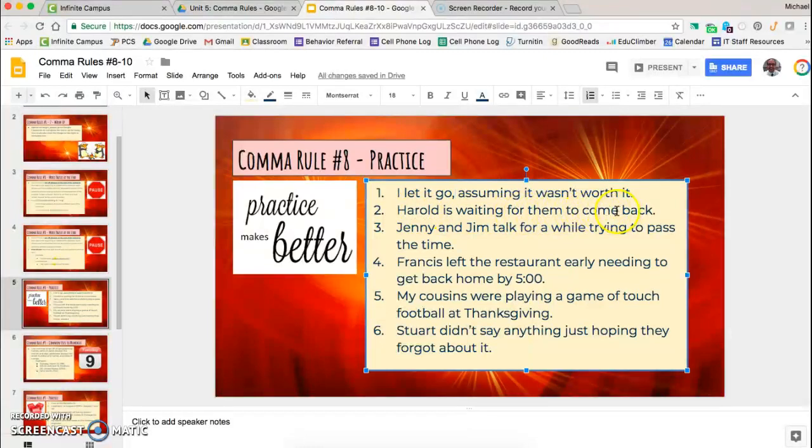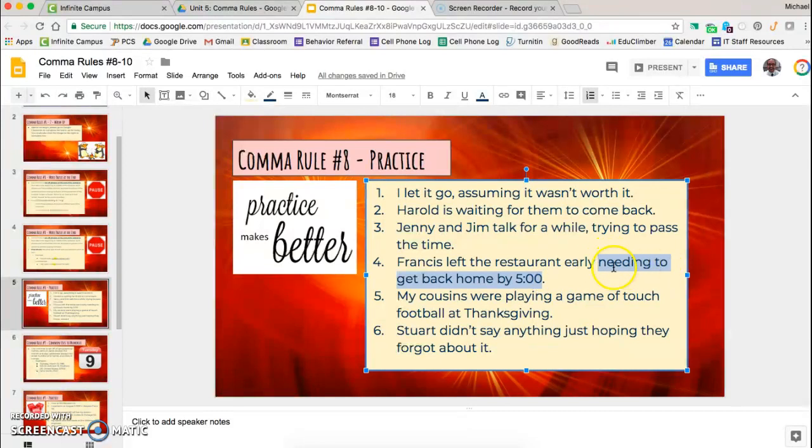Harold is waiting for them to come back. Here we have waiting. And if we tried to move this around and say, waiting for them to come back, Harold is, once again, that doesn't really work. That makes it sound like Yoda, but it's not going to work as a sentence. Jenny and Jim talked for a while trying to pass the time. We could say, trying to pass the time, Jenny and Jim talked for a while. So that one works. We put a comma right before trying. Francis left the restaurant early, needing to get back home by 5.